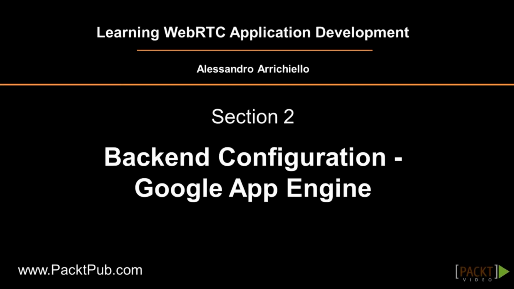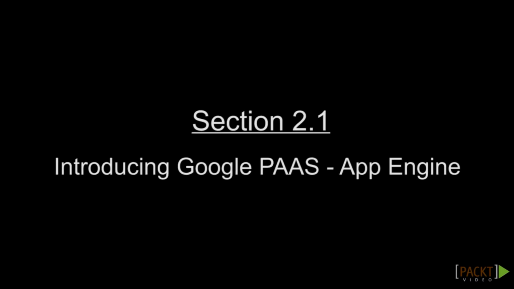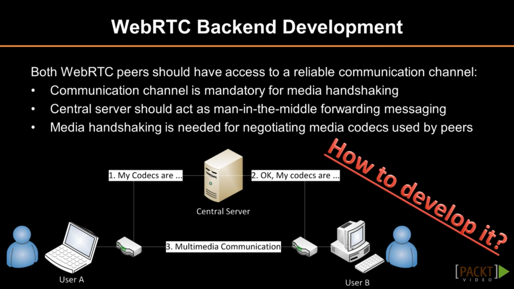Hello and welcome back. So far, we've got some basic understanding of the WebRTC standard and the network protocols. It's now time to learn the main features and most common uses of the Google Platform as a Service, Google App Engine. Even though WebRTC is a well-known standard, finding a way to build a backend could be really difficult. You will learn how simple it is to use Google App Engine to create a backend that will handle communication between two clients. Let's start exploring the main features of Google App Engine.